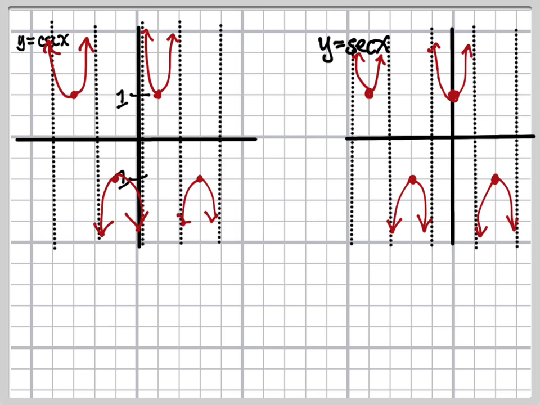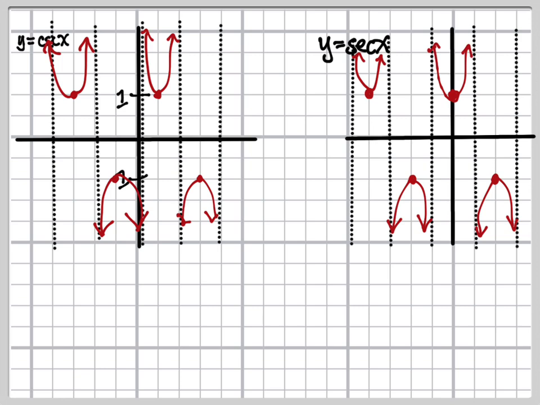I don't get to just mark it at the asymptotes for secant and cosecant, though, do I? I've got these trapped parabola-shaped things, and if I go from one asymptote to the next asymptote, I definitely don't have a one-to-one function, right? So the breaking apart is not going to be pretty. We're going to break apart not on asymptotes here.